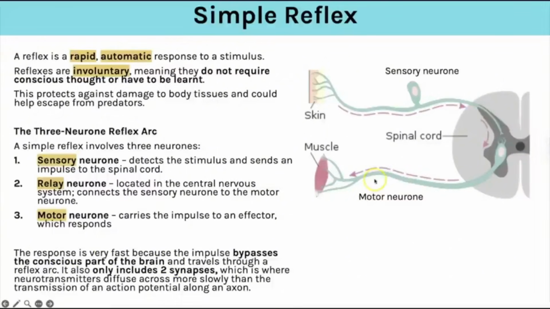And as we can see, the reflex arc only contains 3 neurons and therefore 2 gaps, 2 synapses. And because we've only got 2 synapses, that means it's faster, because transmission at a synapse is slower, as it's diffusion of a neurotransmitter. Now, actually, in this image, you can't see the relay neuron, but there would be a sensory neuron, relay neuron here in the spinal cord, and then the motor neuron.